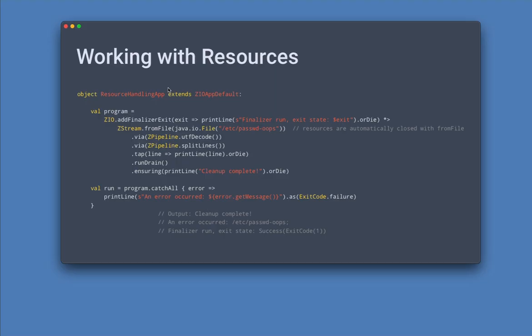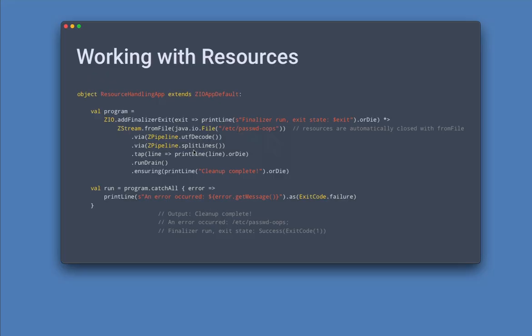Another great feature of ZIO Streams is resource handling. In this particular case, what I'm going to do right here is try to create a stream from a file, and I intentionally give that file a wrong name right there. Then I'm going to work with that with the via method, as you saw before. I'll call utfDecode, which is a method built into ZPipeline. I'll call splitLines on ZPipeline, and then I'll tap that.